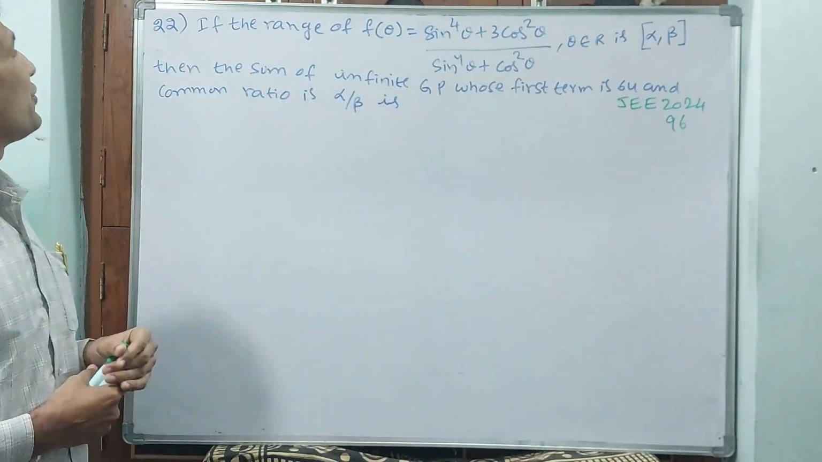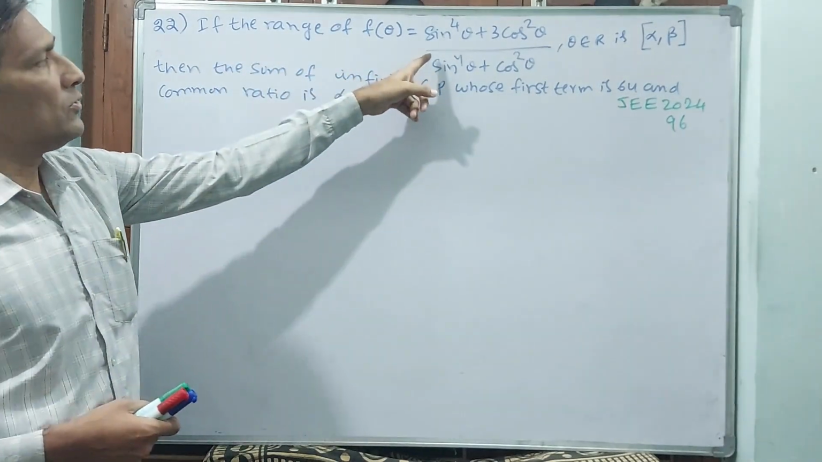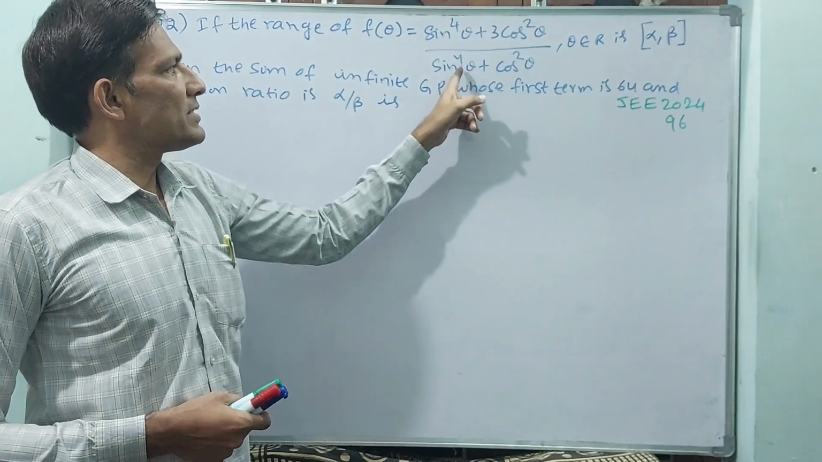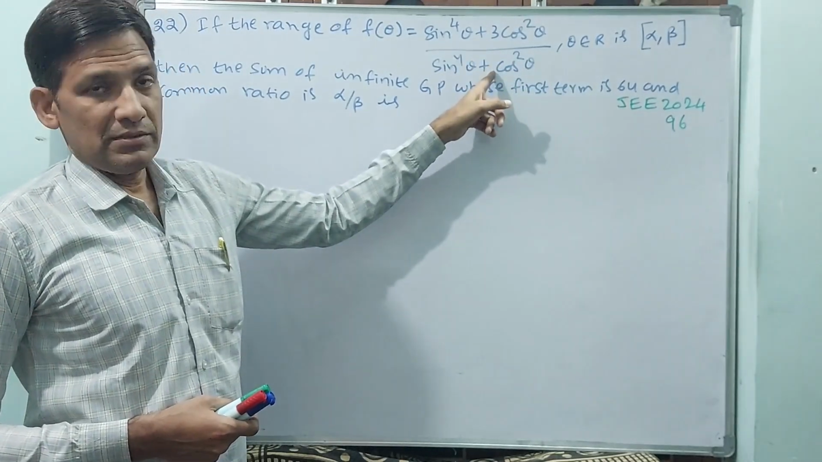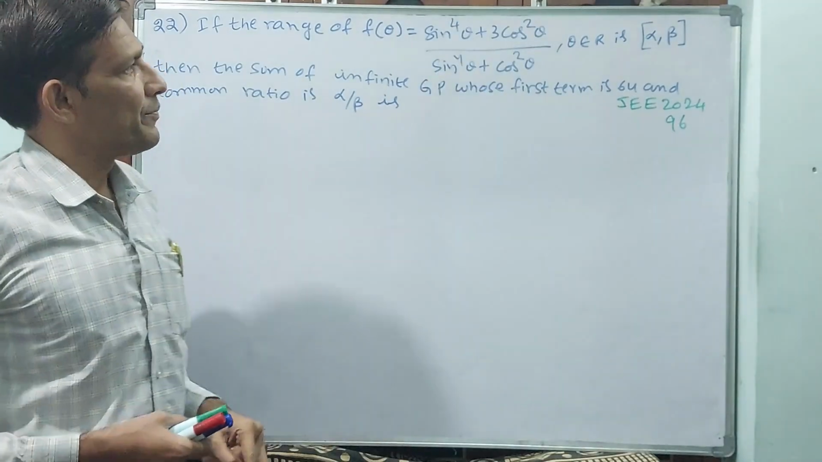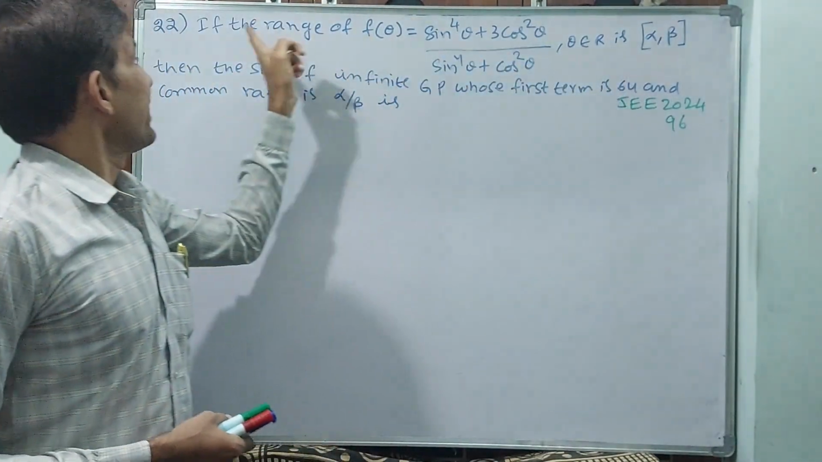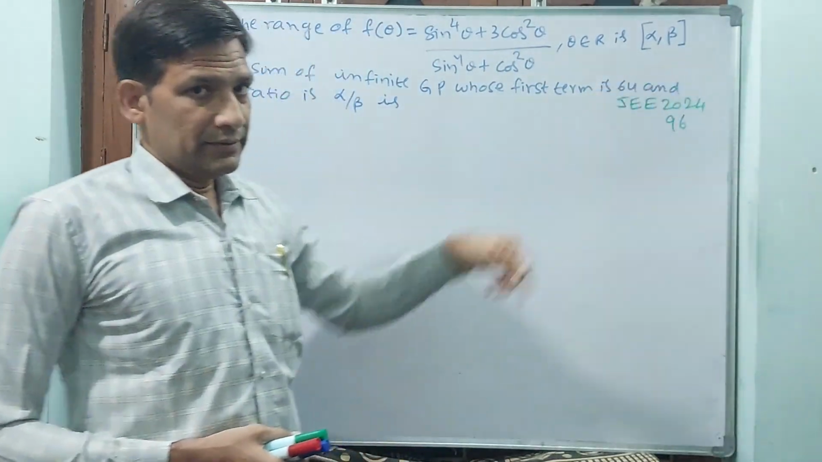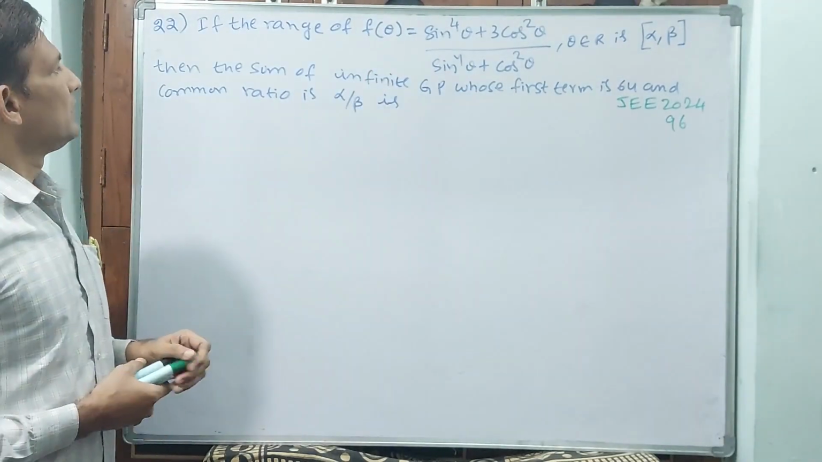See question number 22. The range of f of theta is equal to (sin⁴θ + 3cos²θ)/(sin⁴θ + cos²θ). Here 3 is there, here 3 is not there, that is the difference. Theta belongs to real numbers, and the range is the closed interval alpha to beta. That means you have to find the range of this function.